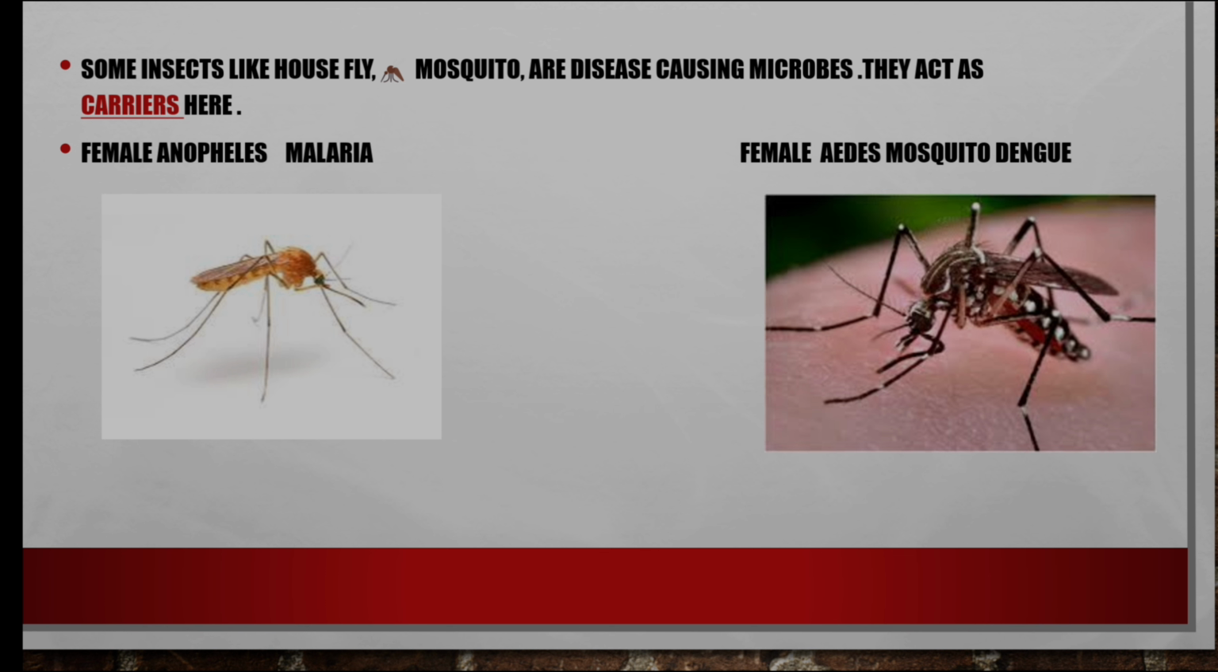The food should be covered. It's very, very important. So the housefly sits on the uncovered food. If you eat that food, the microbes directly enter the body. They cause diseases like dysentery and diarrhea. Next, mosquitoes carry germs from a malaria-infected person to a healthy person. Here, the female Anopheles mosquito causes malaria and the female Aedes mosquito causes dengue. The mosquitoes act as carriers of the disease-causing microbes here.